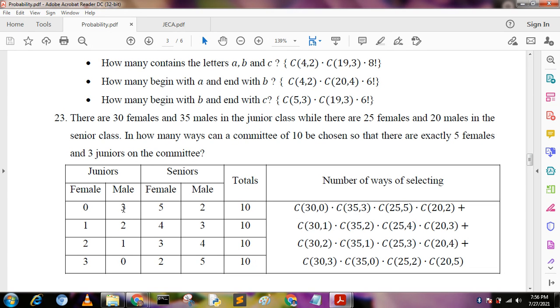C(30,0), C(35,3), C(25,5), C(20,2), plus C(30,1), C(35,2), C(25,4), C(20,3), plus C(30,2), C(35,1), C(25,3), C(20,4), plus C(30,3), C(35,0), C(25,2), C(20,5). There is the option that becomes the given answer. So from these options we write this equation, and if we solve this we get the answer.